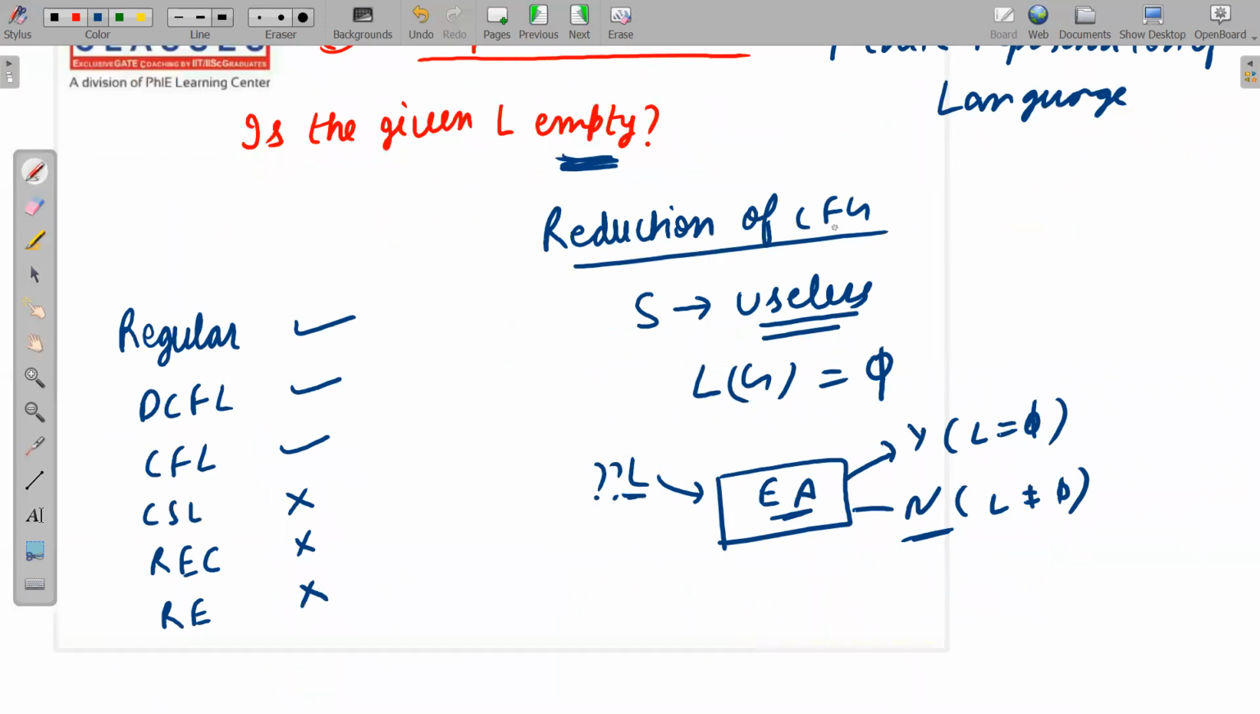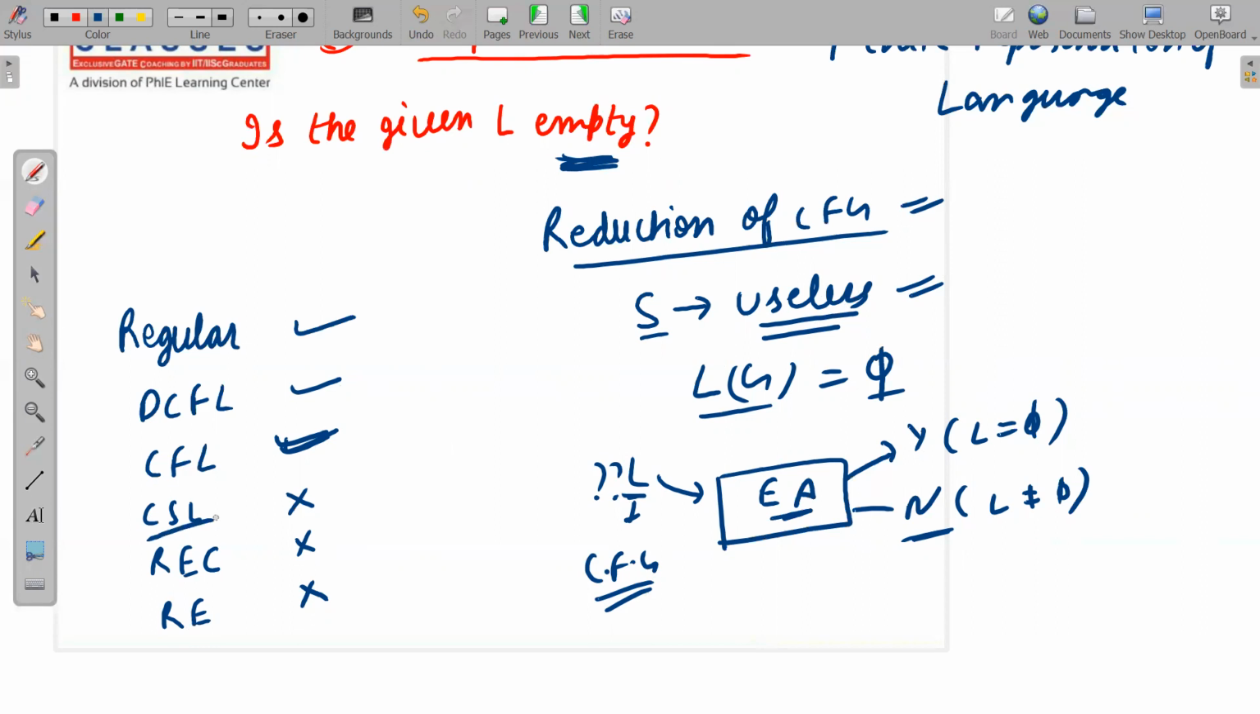So I was saying that in reduction of CFG, if S is useless, then L(G) will be empty. In place of giving L, you will give a CFG or PDA and so on. I will apply the algorithm and say that if S is useless, then the language is empty, otherwise it is non-empty. Useless and useful were allowed till context-free grammar, so till CFL it will be decidable. But for CSL, REC, RE, it will be undecidable, because there is no such algorithm for finding useful and useless symbols in CSL, REC or RE.